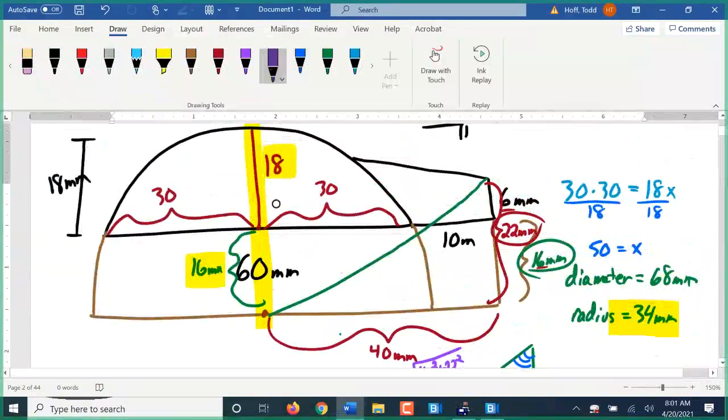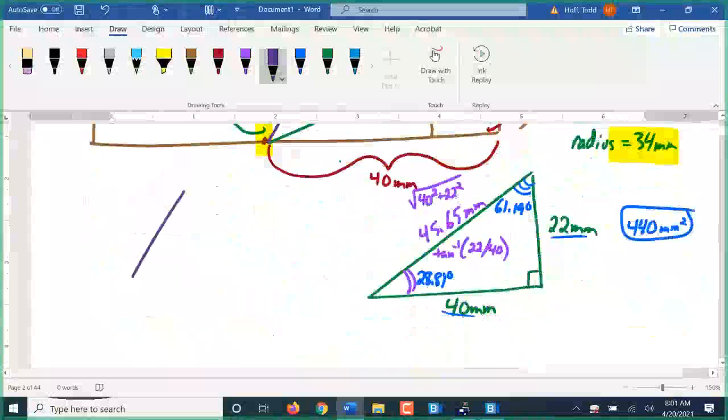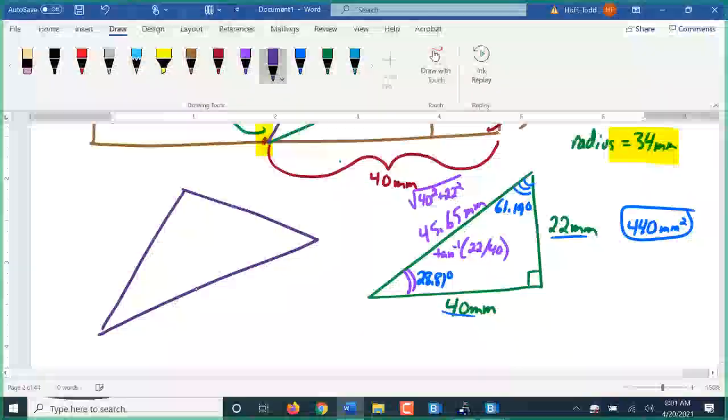Next, I would move on to this triangle right here. I know that this is the 45.65 millimeters. And I know this is our radius of 34 millimeters.